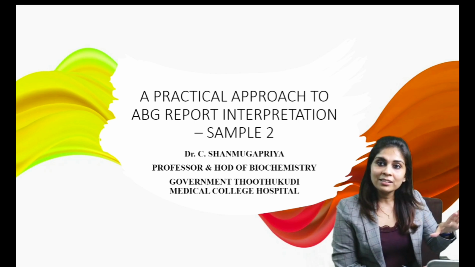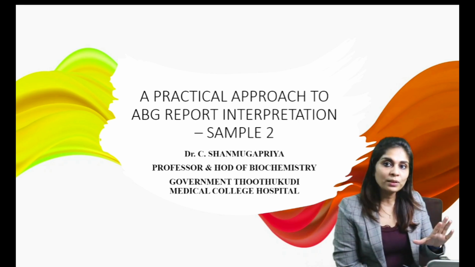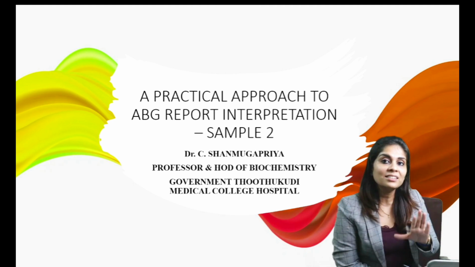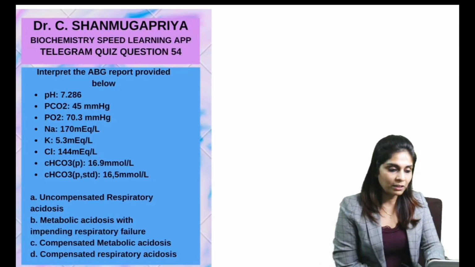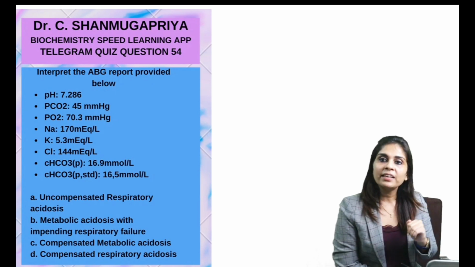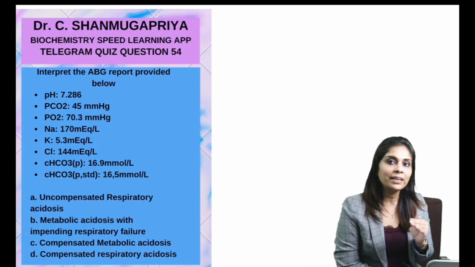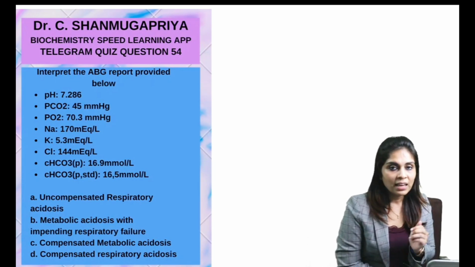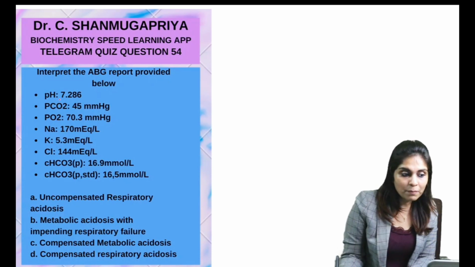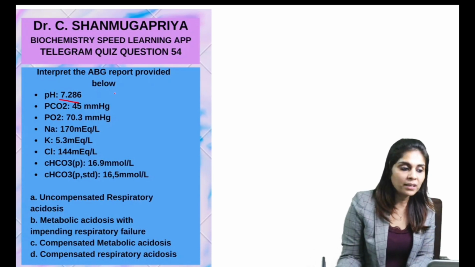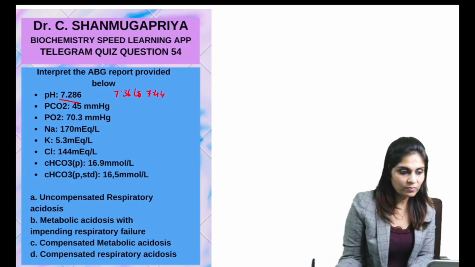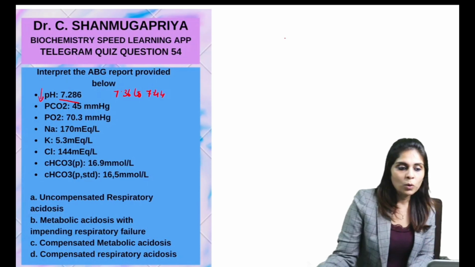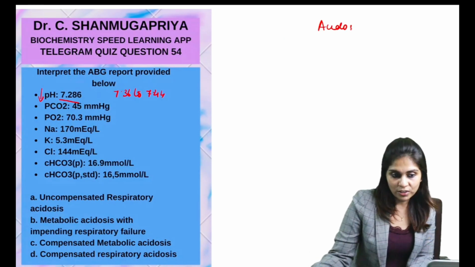Actually, it's not a clinical scenario. I provide an actual ABG report for you to understand the significance of decoding actual bicarbonate value and standard bicarbonate value. And we are going to interpret every parameter one by one. And as always in an ABG report, we are going to interpret the pH value first. And the pH that's provided here is 7.286. We know the normal pH is 7.36 to 7.44. So in this case, pH is low, which means it's a case of acidosis.